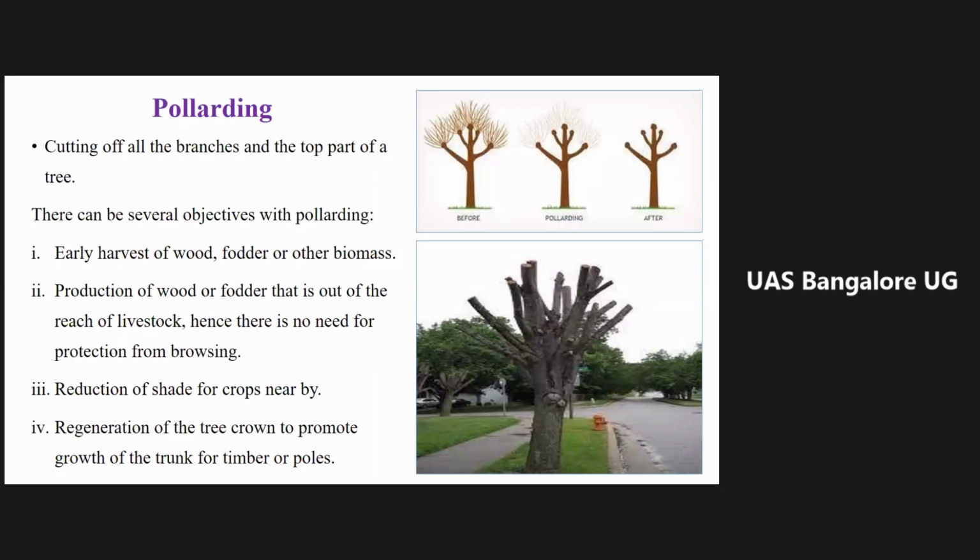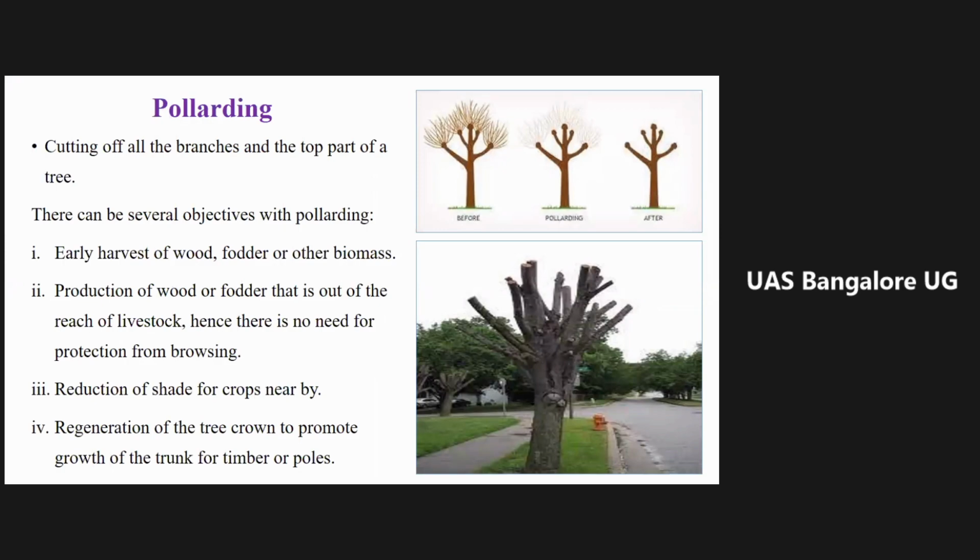The first one is before pruning, and after pollarding stage. Second one, then after pollarding. Okay, then there can be several objectives with pollarding, mainly early harvest of wood, then fodder, and also it provides the biomass. Then the production of wood and fodder that is out of the reach of livestock, hence there is no need for the protection from browsing of livestock.